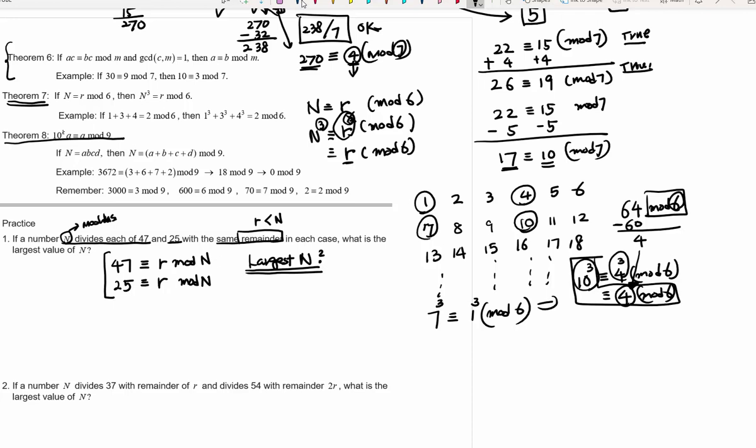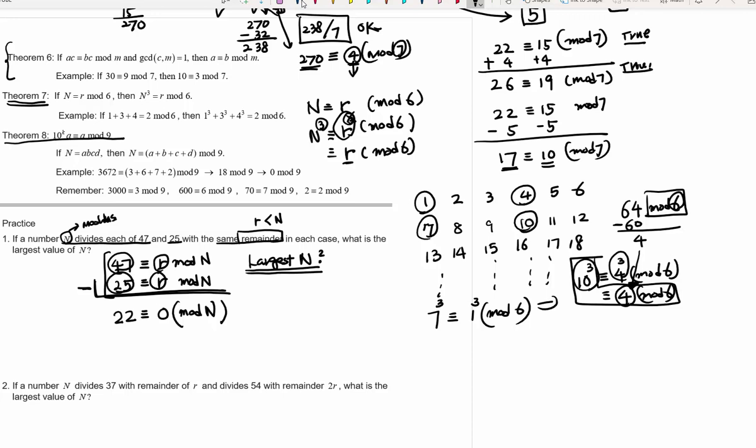We can use subtraction. Why? Take a look. When you make a subtraction, 47 minus 25 is how much? 22, right? So r minus r is 0. In the same system, you can use addition, subtraction, and multiplication. This time we have to use subtraction to make a zero. So 22 is congruent to 0 mod n.